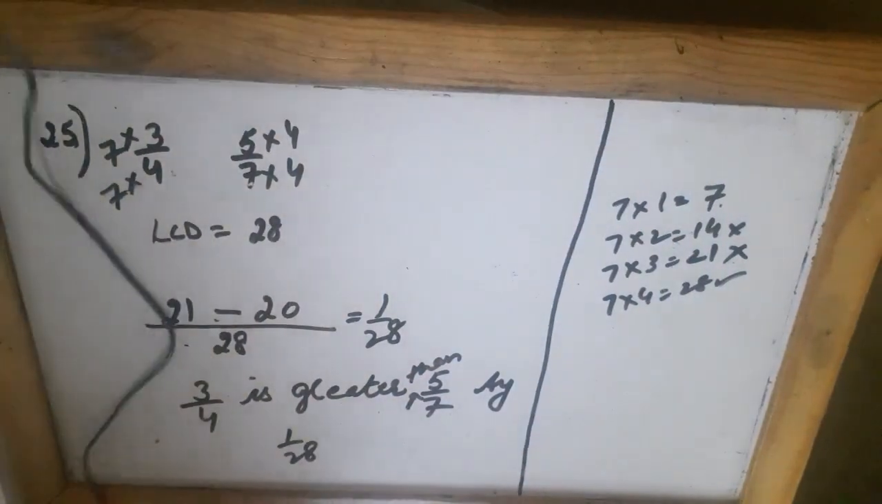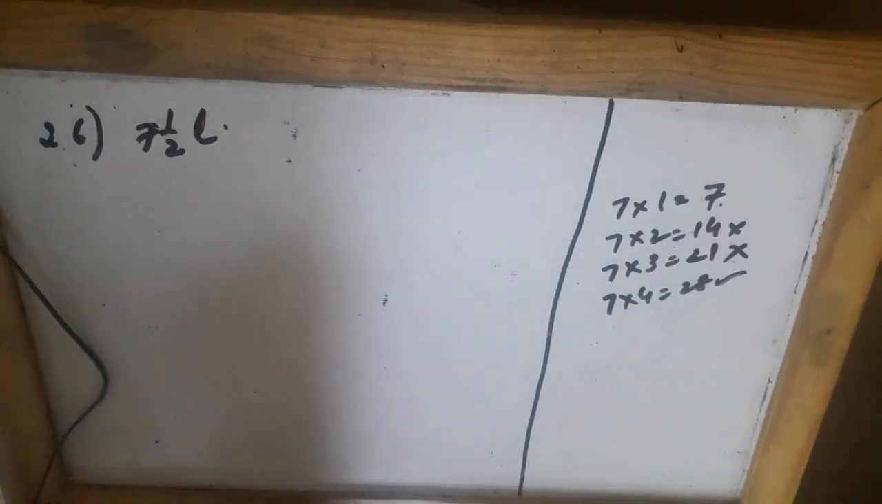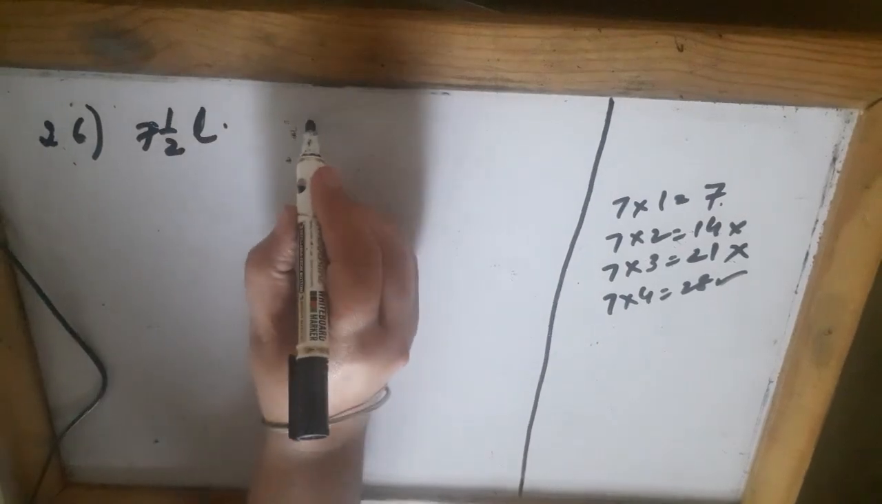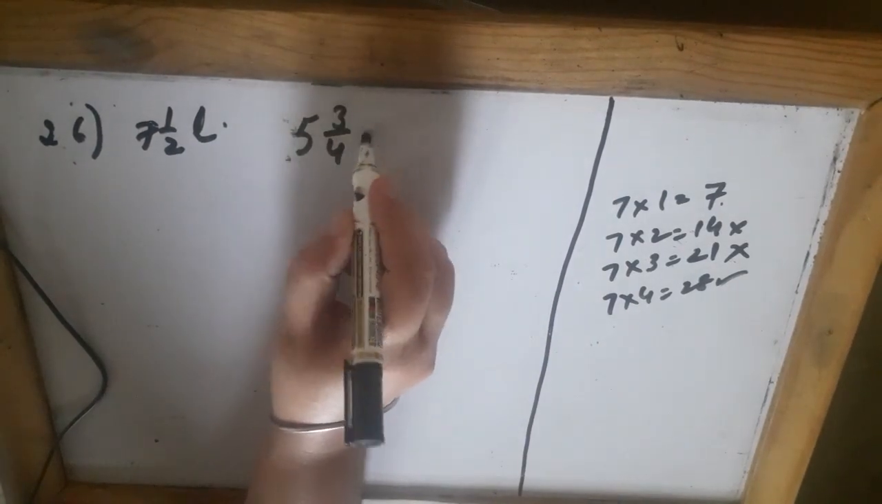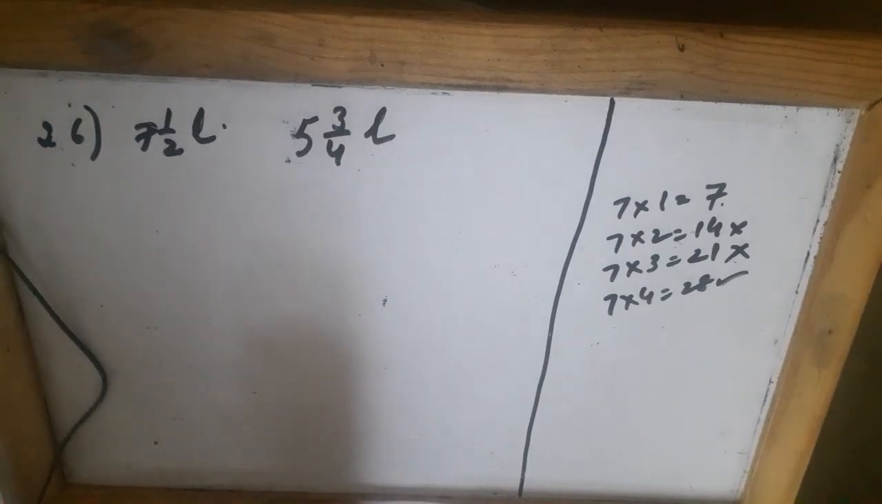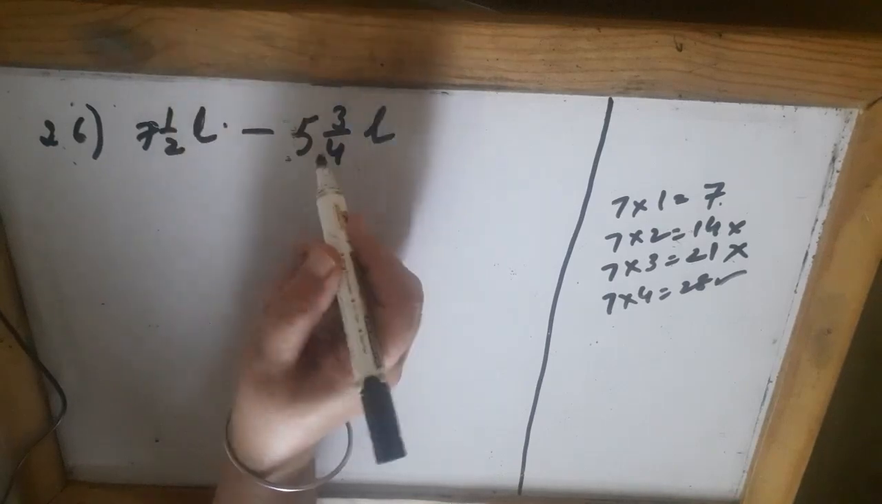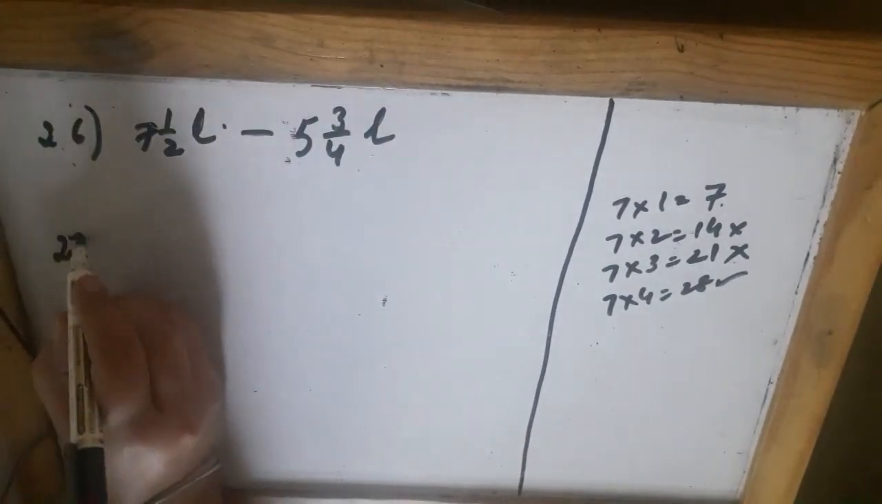So Mrs. Soni has bought 7.5 liters of milk. उन्होंने milk buy किया है. How much milk she has bought? She has bought 7.5 liters of milk, and she has consumed, उन्होंने use कर लिया, how much? 5 3 by 4 liters. Now how much milk is left with her? तो उनके पास कितना दूध बच गया है? So when we have to find out how much is left with them, what we do? We subtract. So subtract these two fractions and you will get the answer.